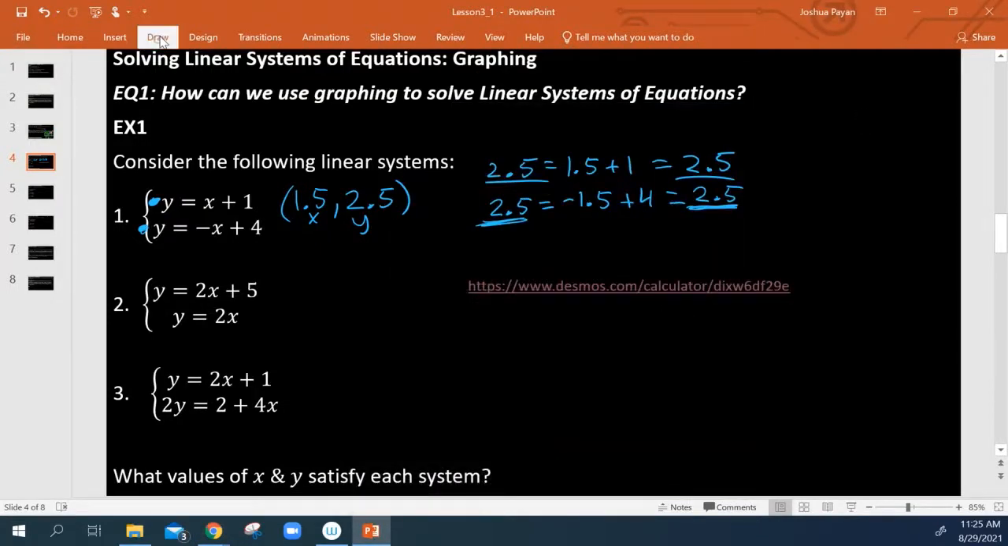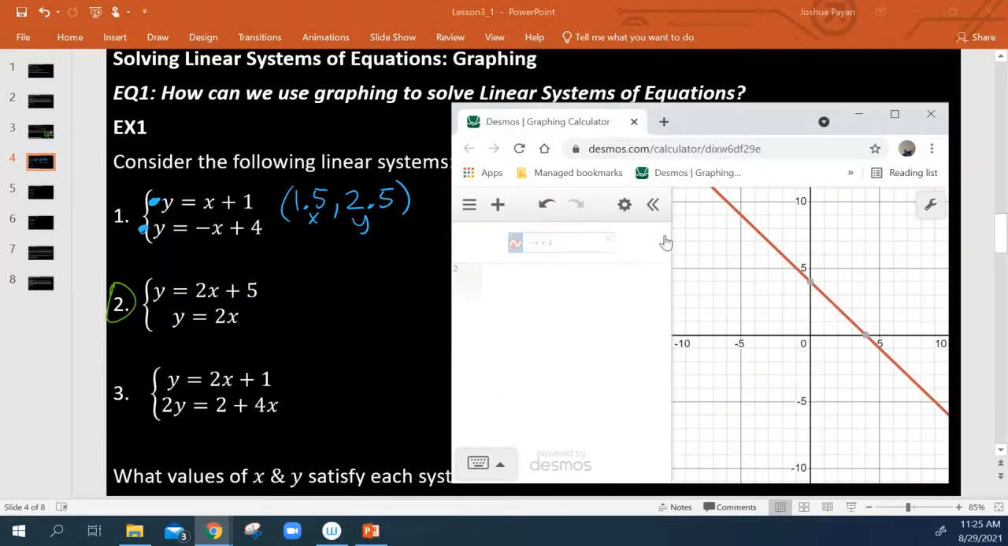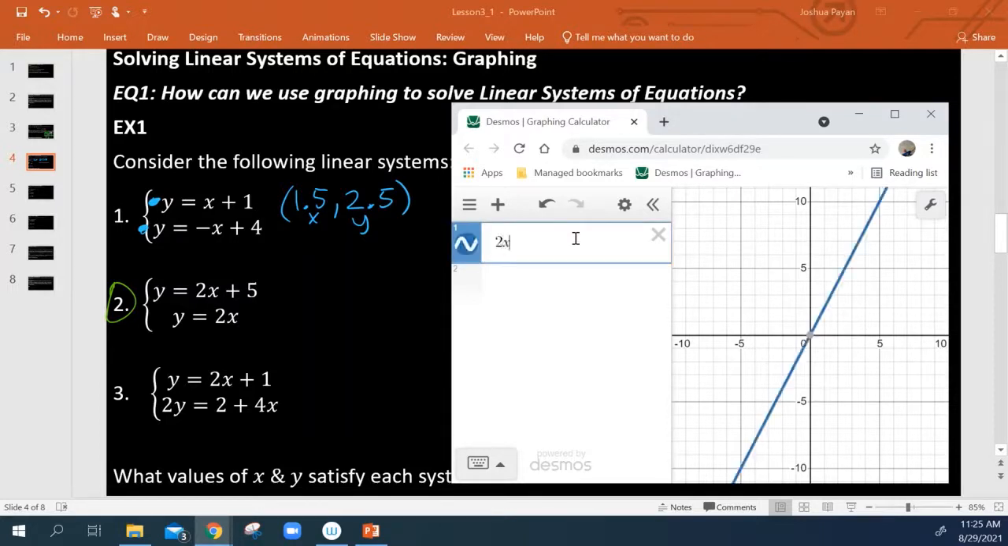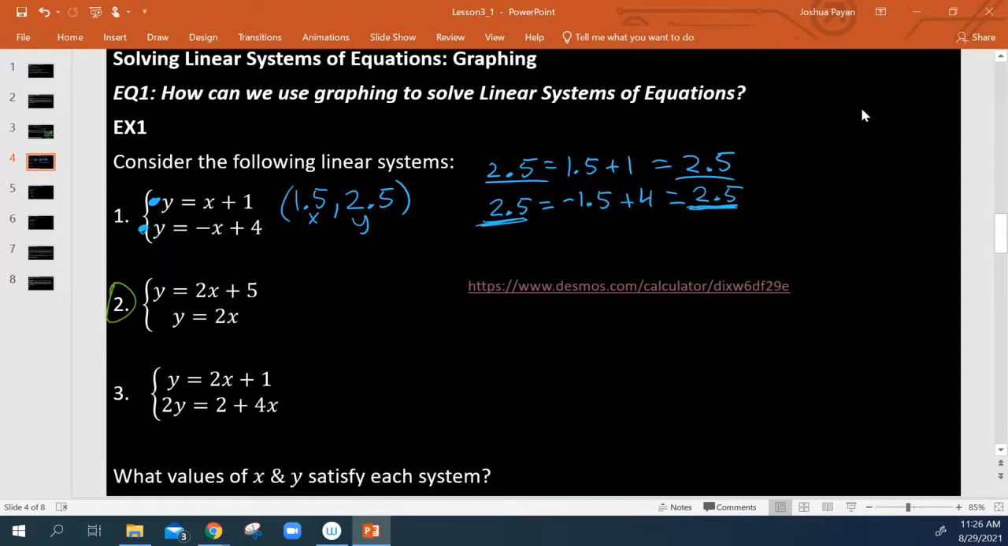Okay, so now let's look at another example, number 2. So y equals 2x plus 5 and y equals 2x. Let me pull my graphing calculator back up, so clear these off. Okay, so 2x plus 5 and 2x. You may remember from geometry, you can clearly see that these two are parallel because they have the same slope. Because they're parallel and have the same slope, they never intersect. And because they never intersect, we simply say this system has no solution, right?